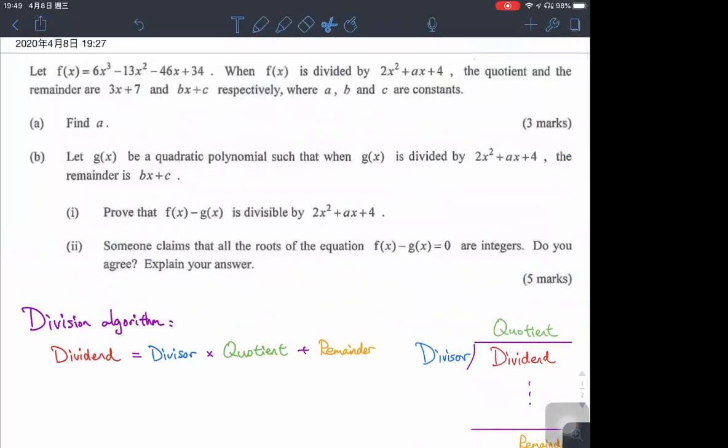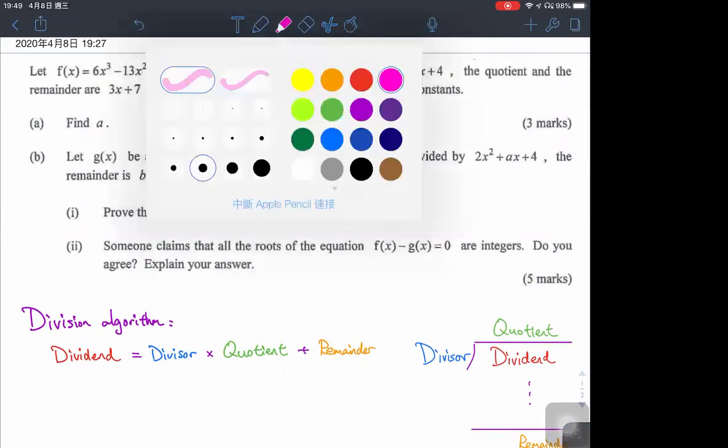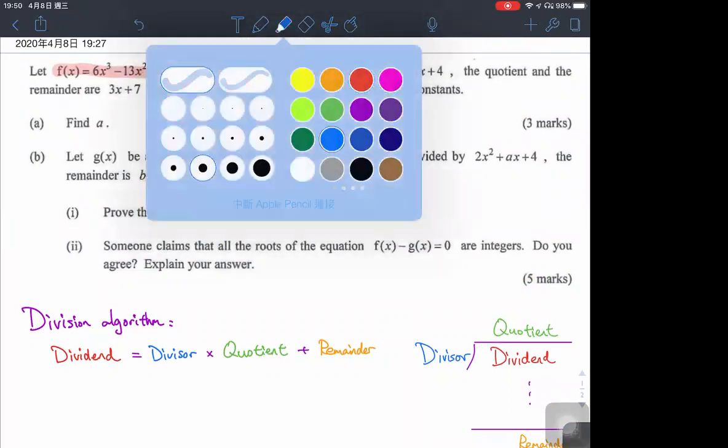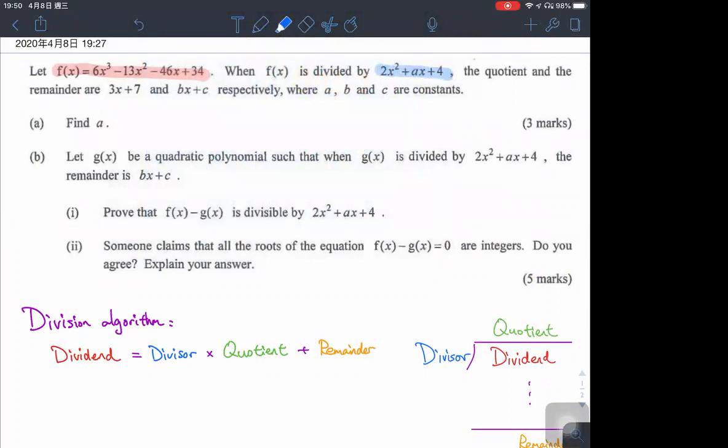We have f(x), and the f(x) here is the dividend. When f(x) is divided by 2x squared plus 8x plus 4, this is the divisor. The quotient is 3x plus 7, and the remainder is bx plus c. Therefore, we have four expressions.